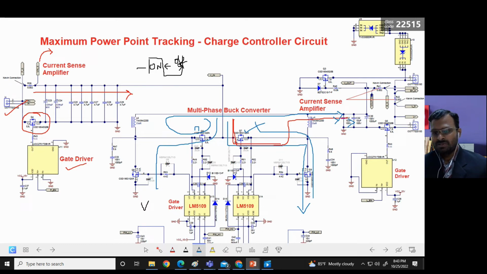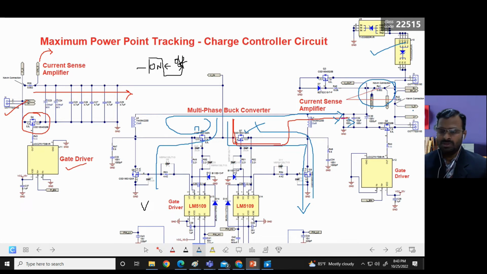So this current which is going to the battery is monitored using this current sensing amplifier. The battery charging rate is also monitored here using this one. And once it is going to here, we have a voltage surge arrestor. This voltage surge arrestor will arrest the surges in case of any voltage surges. And after that, the load is connected to the battery.